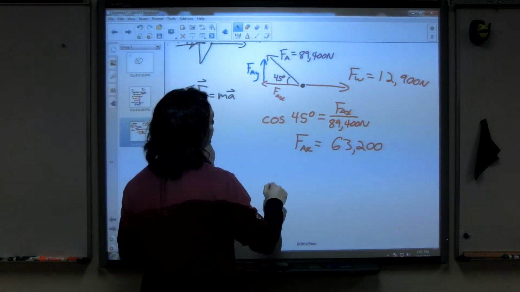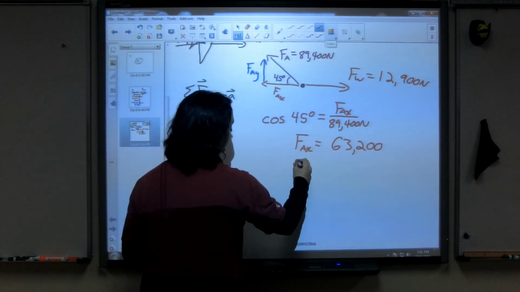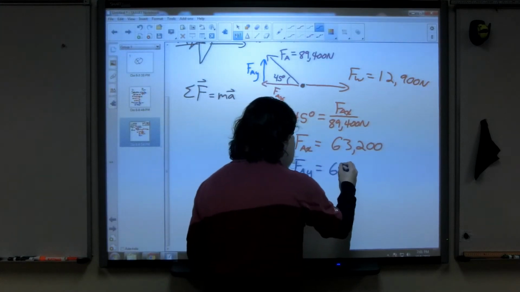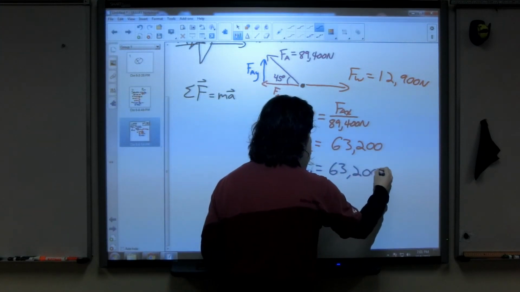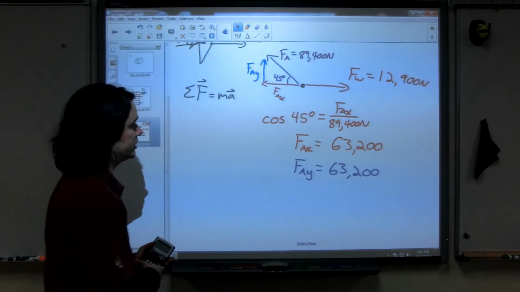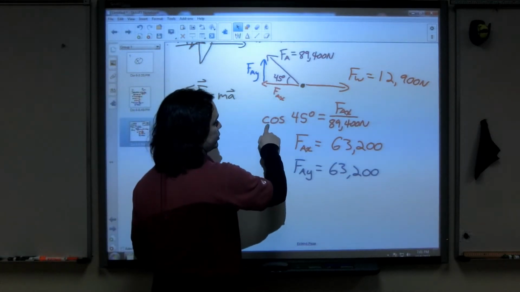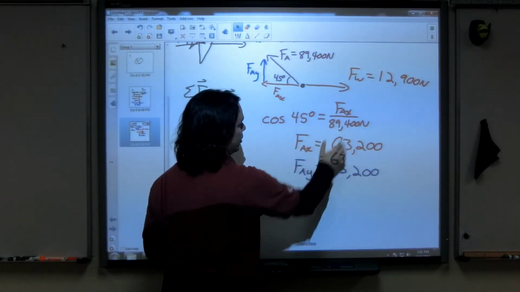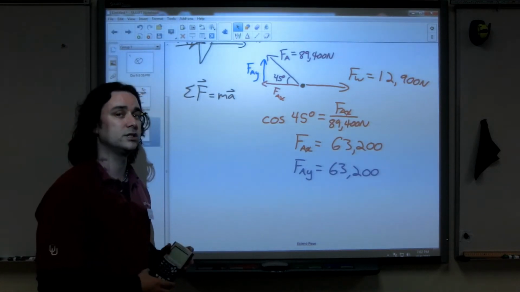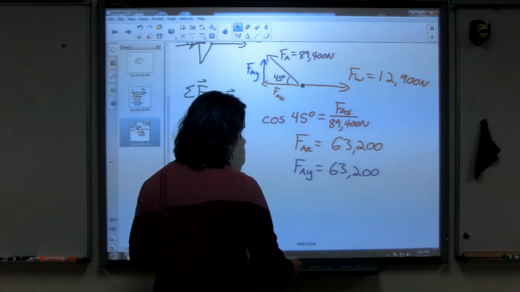Now, this is 45 degrees, so I already know that this is an isosceles triangle. I know that my y component is also 63,200, or 215, if you'd like more significant figures. Now, if you have something other than 45 degrees, we would use sine of 45 degrees equals my y component over the hypotenuse. I'm going to save some time in this video. You can check out some of the others to see exactly how to go about getting those. But now that I've got my components, I can start going through.